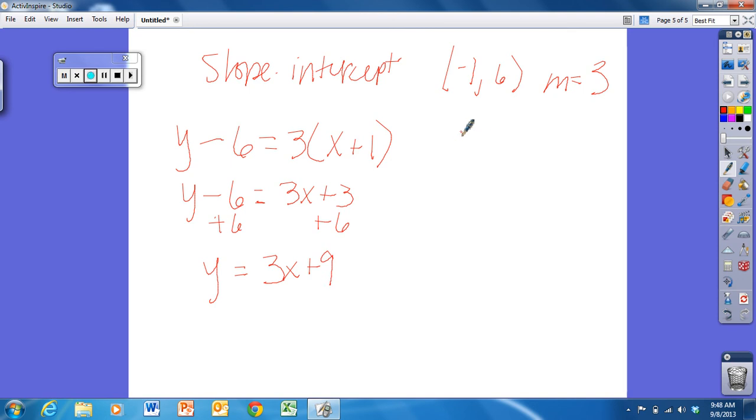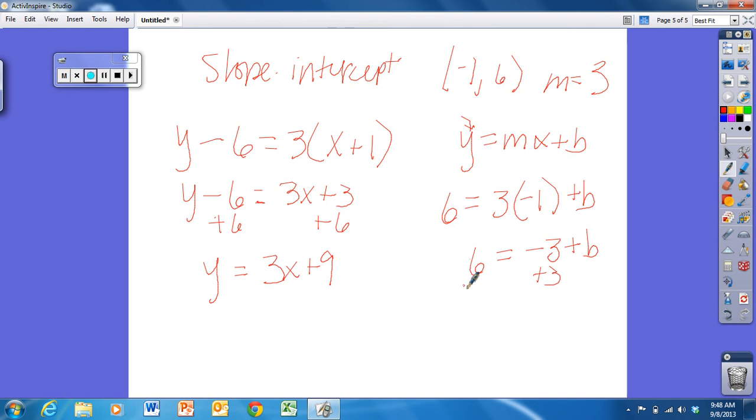Or we could plug into the slope-intercept form because we know y, it's 6. We know m, it's 3. We know x, it's -1. Just figure out what b is. Some people prefer this form. The problem with this form is that people want to stop here. Oh, I found b, I'm done. You actually have to rewrite it back here and say y equals mx plus b.